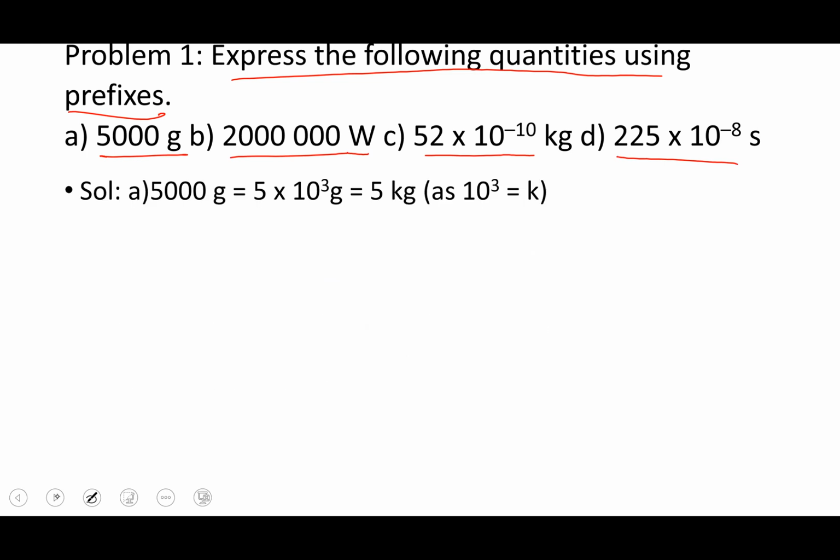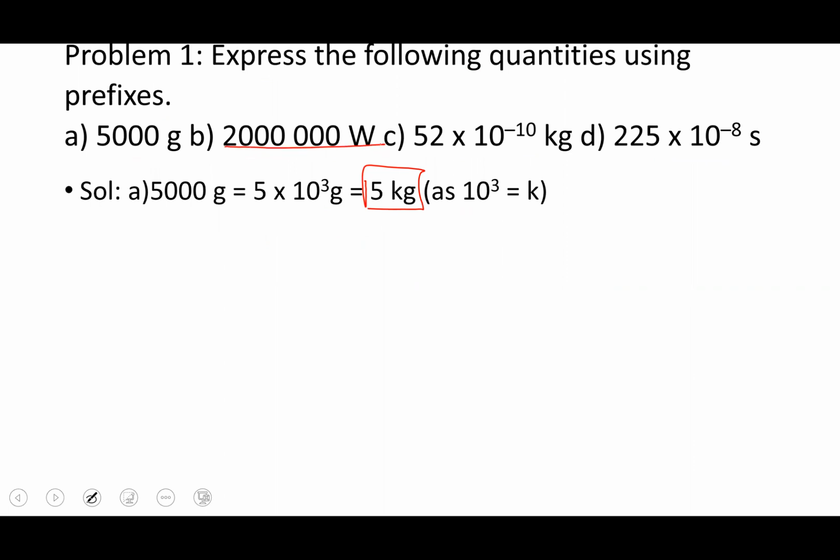So first of all, for 5,000 grams, first we'll convert this 1,000 into 10 power 3. As we know, 10 to the power 3 is known as kilo. So we can say 5 kilograms. So 5,000 grams can be represented as 5 kilograms. So this is the answer of the first part.